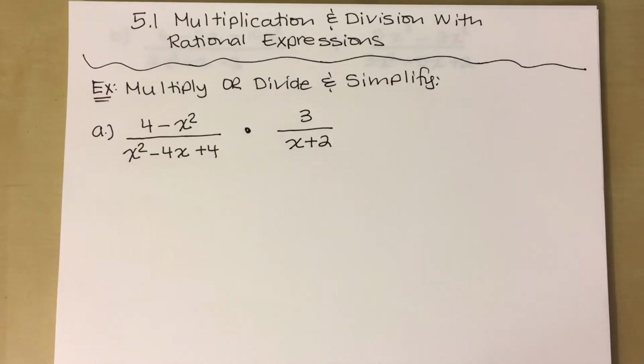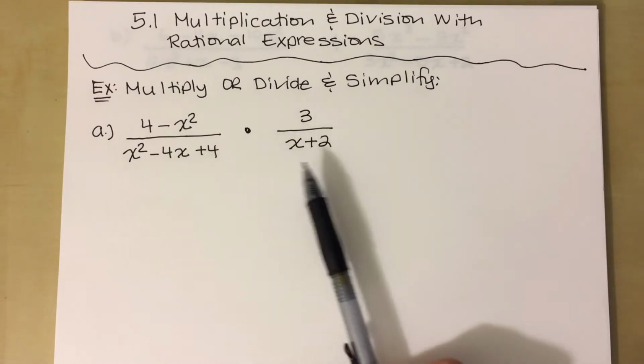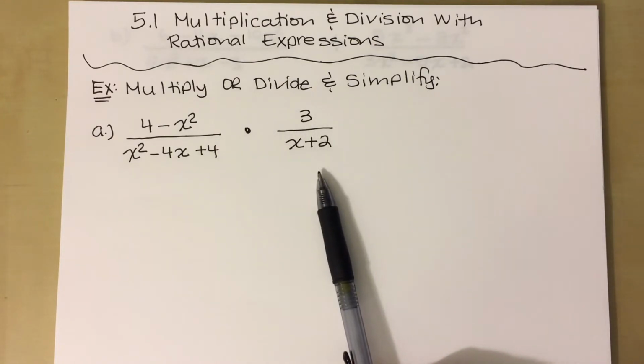Section 5.1, multiplication and division with rational expressions. In this section, we're going to use what we have learned before, where we need to factor our problem, and then we can multiply or divide. A rational expression is just going to be a fraction that contains a polynomial. So for example, these two fractions are examples of rational expressions.